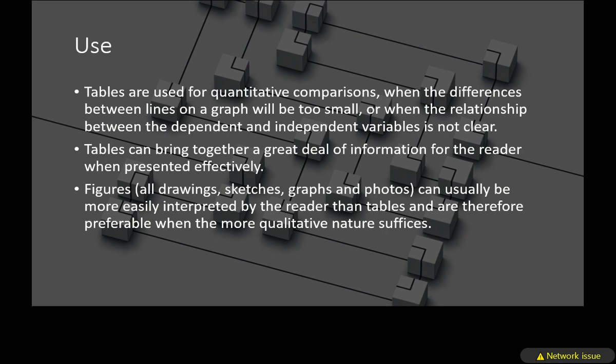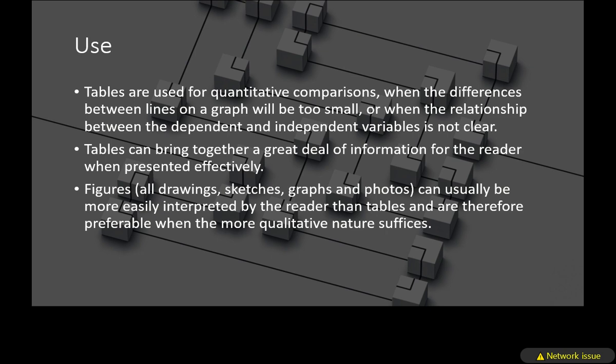Another reason we may use a table is when the difference is so small that it will not show prominently in a figure. Every figure has a scale, right? When you are drawing a figure, you have to use a scale. Now let's say you are trying to compare the population of last year and this year. It's still in millions, right? Last year millions, this year millions.